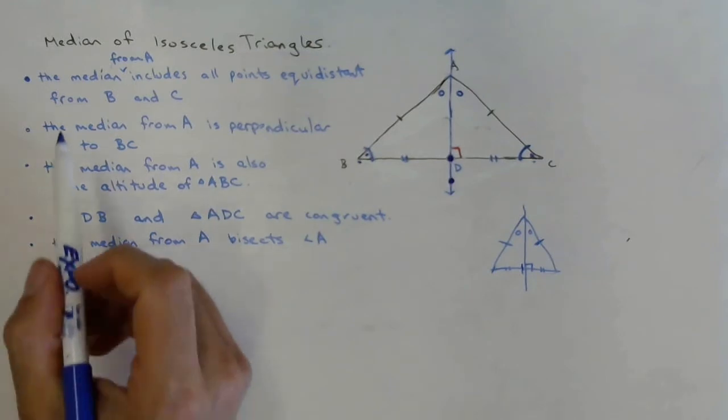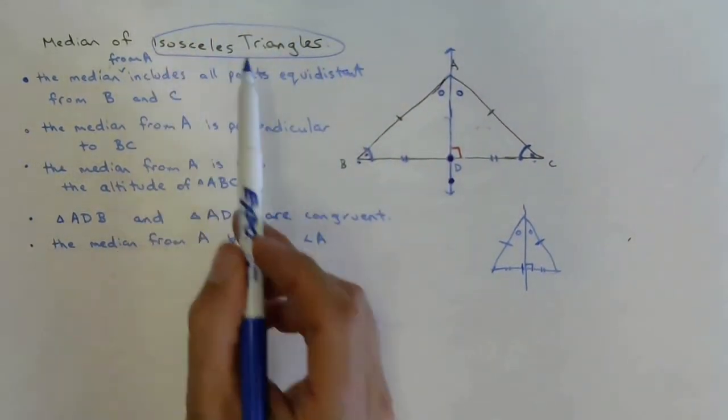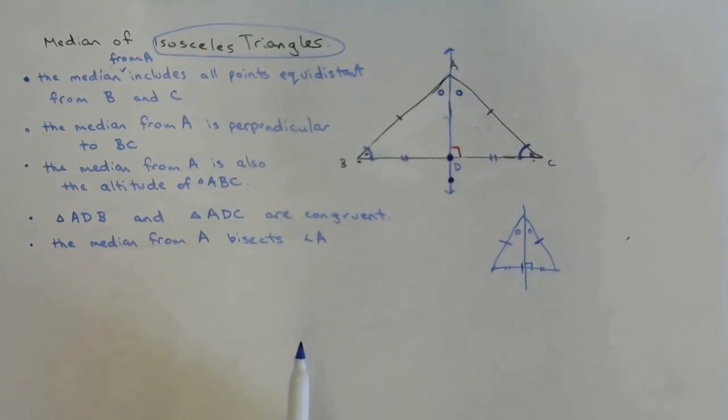Okay. We have 1, 2, 3, 4, 5 properties of an isosceles triangle for you. Those are things that you should now know and use and draw and help in your problem solving.